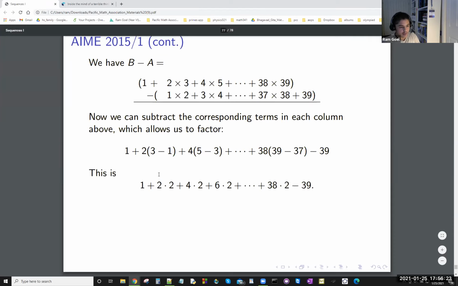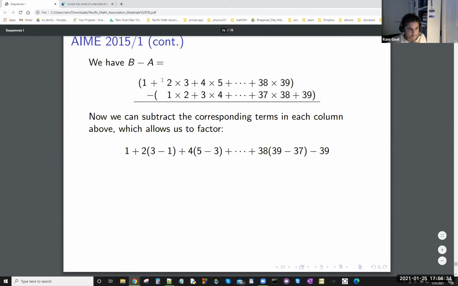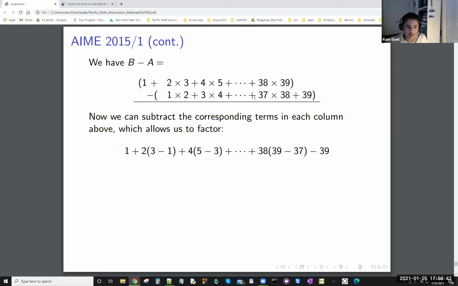So now we can write this as simply 1 plus 2 times 2 plus 4 times 2. And what we're going to have is these 2, 4, and so on. These are all the even numbers. The reason for that is, for example, we have 2, 2, 4, 4, 6, 6, and so on, and 38, 38. So all the even numbers are there, and then the odd numbers to the left and right of each even number appear over here.